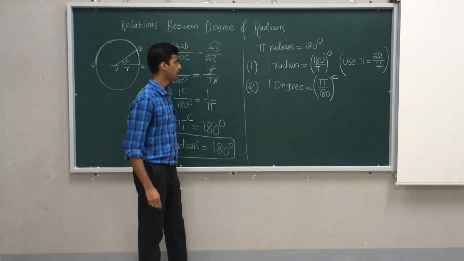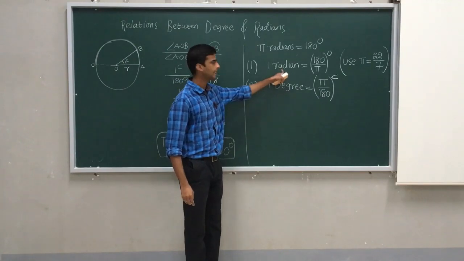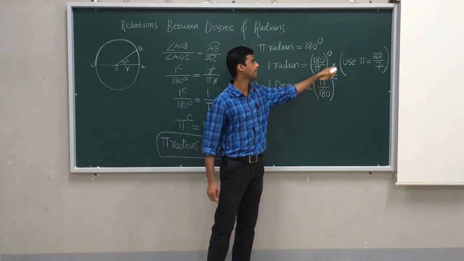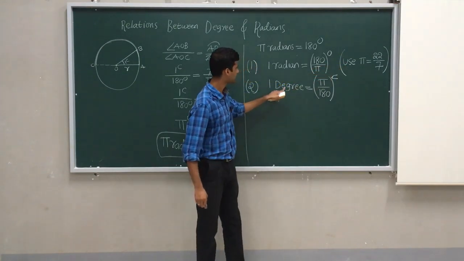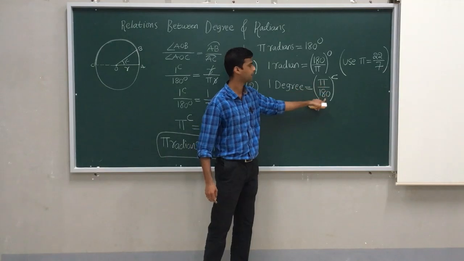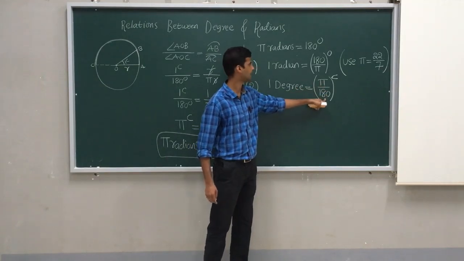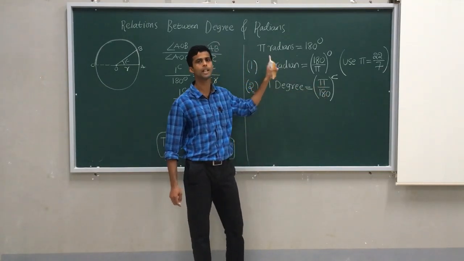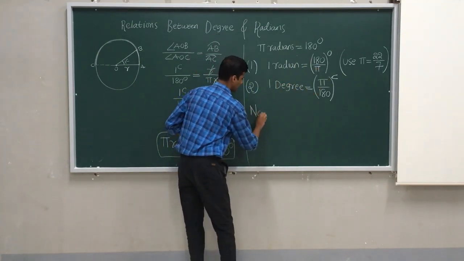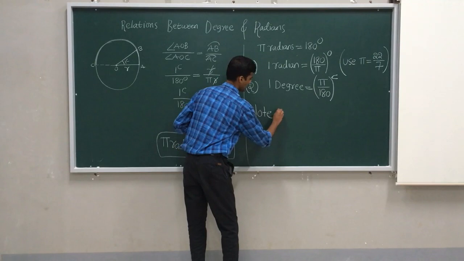Therefore, to convert radian into degree, multiply by 180 by pi and use pi as 22 by 7. To convert degree into radian, multiply the degree by pi by 180. Therefore, this is a very important thing, and I will give one note to you. This is a very important note.